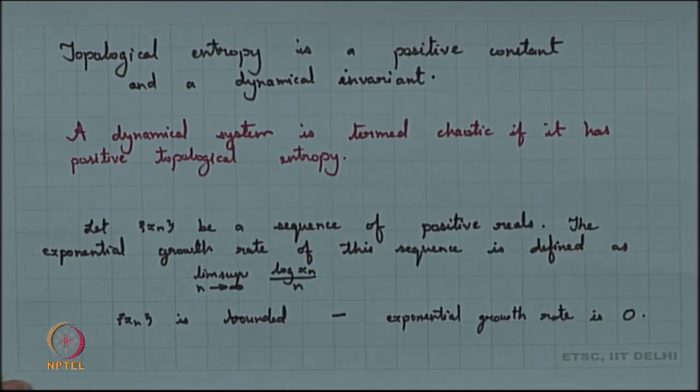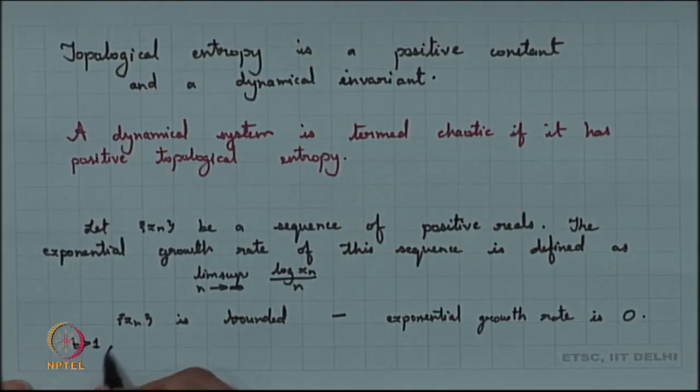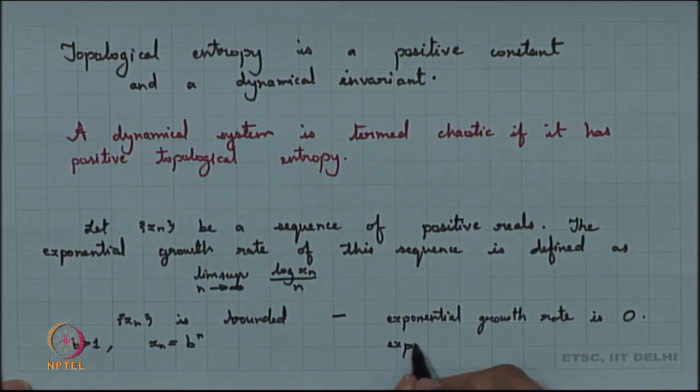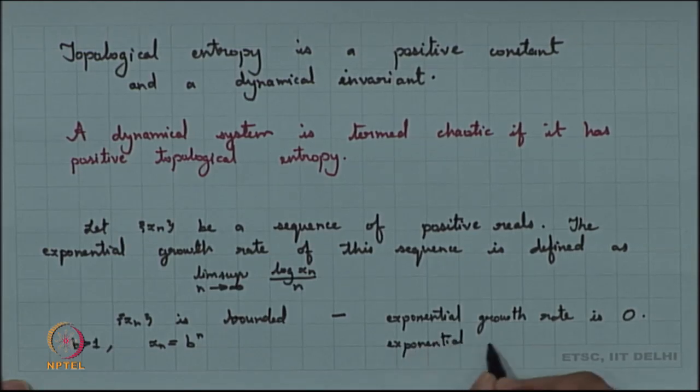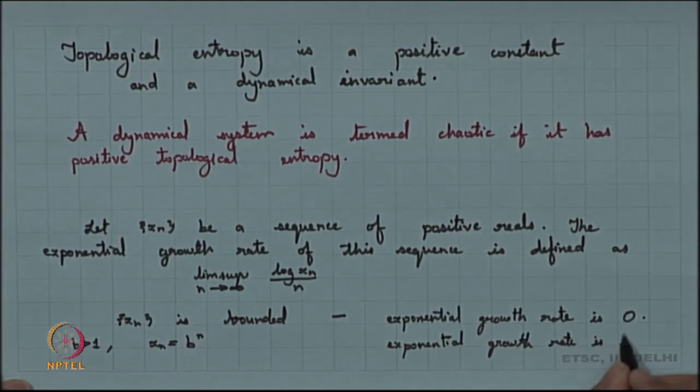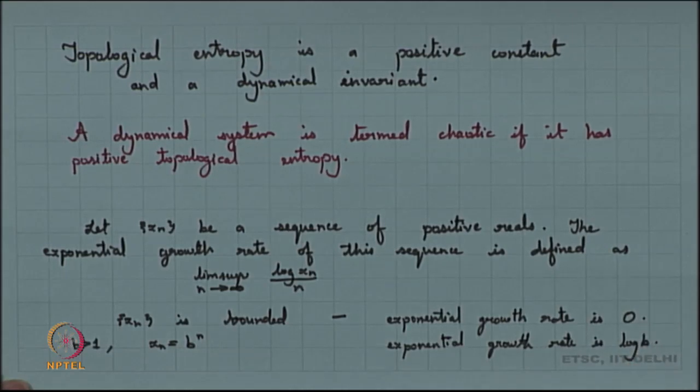But if you have your xn to be some kind of an exponential, so if you can express your xn in terms of an exponential form. So, for example, if you have a b greater than 1 such that your xn is of the form b to the power n, then your exponential growth rate is log b. If your xn is of the form b to the power n, this exponential growth rate happens to be log b.